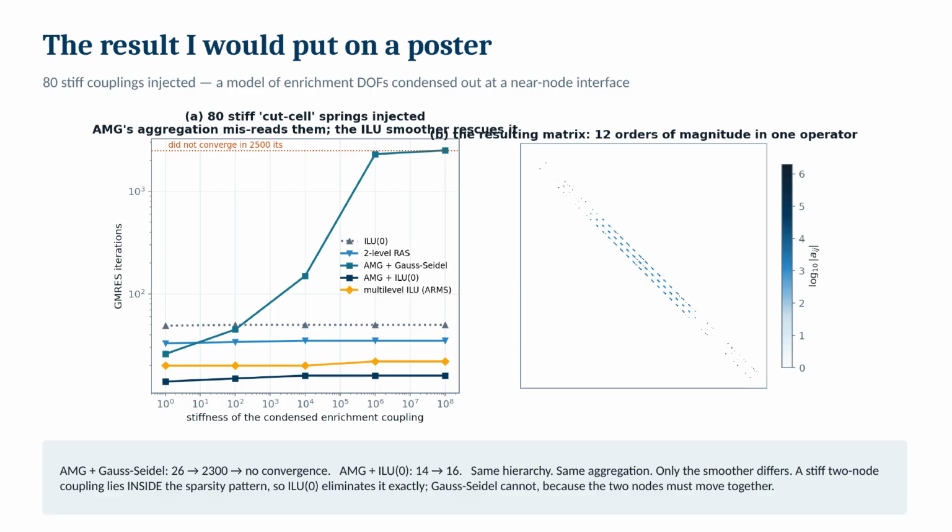Here's the mechanism. A stiff coupling between two adjacent nodes is a local pathology, and it sits inside the sparsity pattern of the matrix. So ILU0 captures it essentially exactly and eliminates it before the coarse grid ever sees it. Gauss-Seidel can't. It updates one node at a time, and two nodes joined by a stiff spring have to move together. The error survives smoothing, and the aggregation-based prolongation can't represent it either. Neither component handles it, complementarity fails, and the cycle diverges. So if you are running AMG on a cut cell or enriched formulation and it's crawling, this figure is the reason an ILU smoother is not a nice to have.